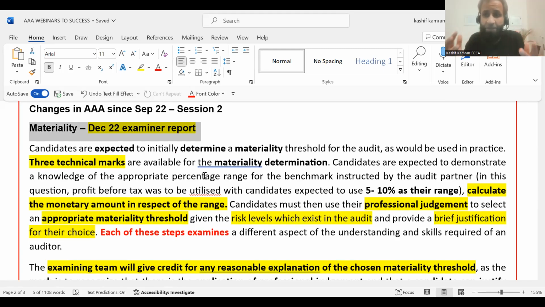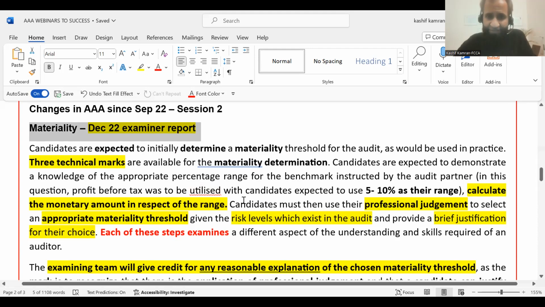And this is for the 100% AAA paper. Your answer should not reconcile with the examiner answer to be rewarded. The examiner is looking for your understanding, your judgment, your basis, and your explanations to reward you. Okay, so that's the first thing we have done today.